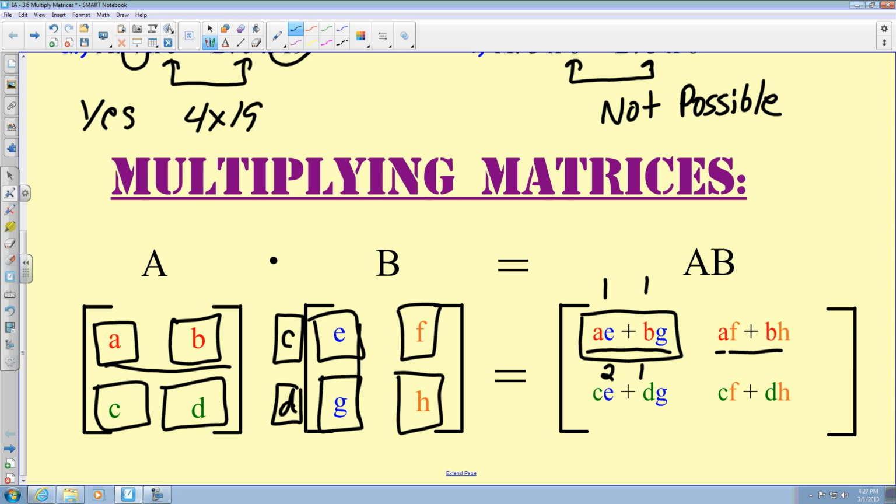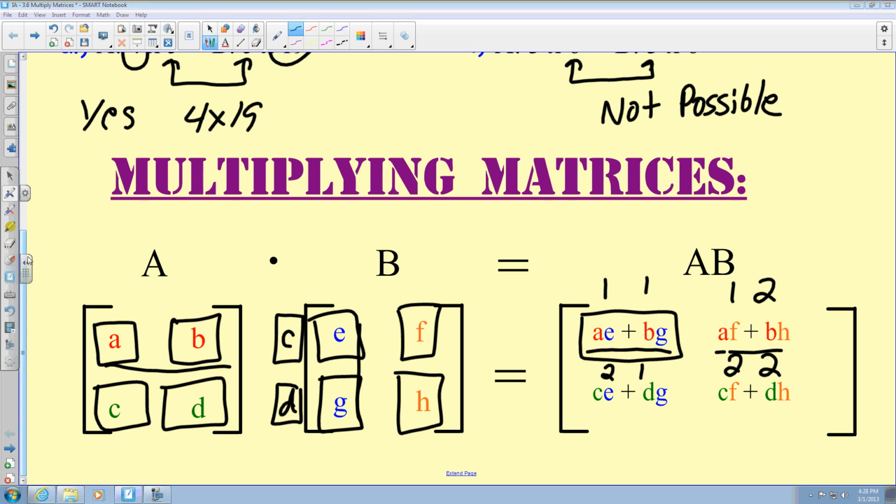Here, this is my row 1, column 2. This is row 2, column 2. And again, you're just going to be pulling out those rows from matrix A, turning it 90 degrees, and that's where we're going to get our values for our different column-row relationships for the product of our matrix.